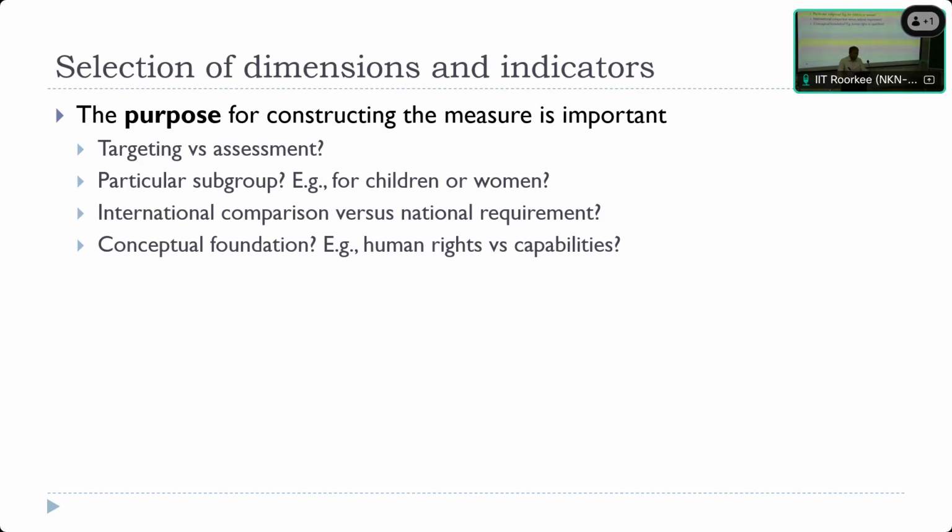Again, as I said, a particular subgroup could be children, could be women. Again, you have to decide accordingly. International comparison versus national requirement. And as I was telling you earlier, you don't have to use the global MPI for your national policy design, because the global MPI was created for global comparison. Okay? So you need to create measures for your purpose.